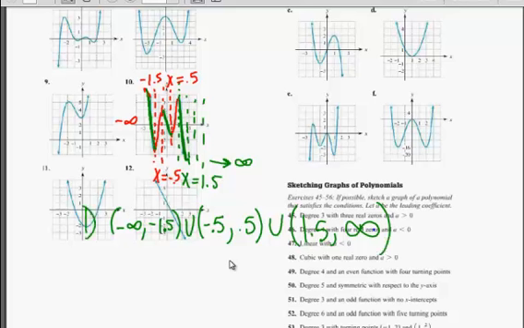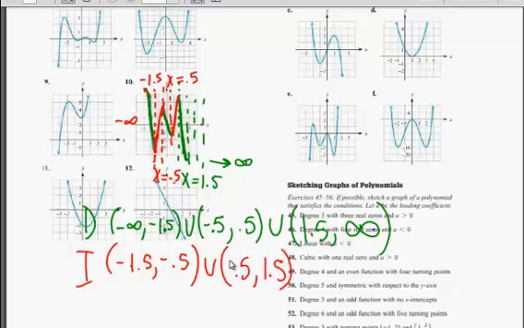Now my increasing, which is the red, starts here and goes up here. And again, we're looking at x values. So this x value was negative 1.5. And then it kept increasing till it got to here, which was x is negative 0.5. And then it increased again from here to here, which was 0.5 to 1.5. Okay, and that would be my interval of increase.